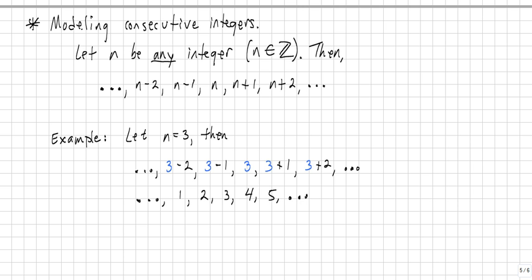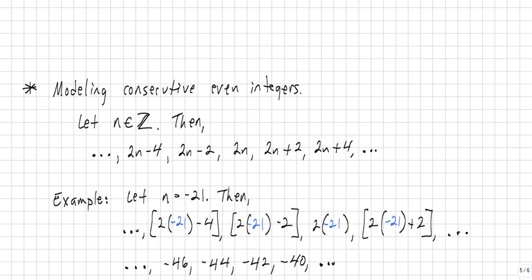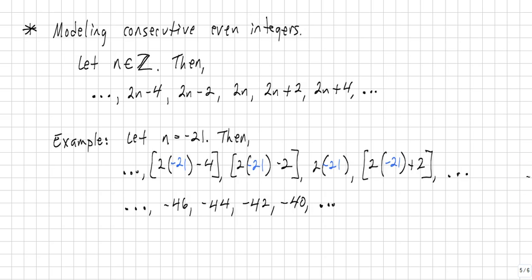But what if you want something more complicated, like even integers? So you want all the even integers that are next to each other on the number line. So again, let's let n be an element of the integers. So it could be any integer. Then if you want even ones, well, you can just take your n times 2, and that'll give you an even integer. And then if you add 2 to that, you'll get the next even integer. If you add another 2 to that, you get the next even integer. Or you can subtract 2 and go the other direction.